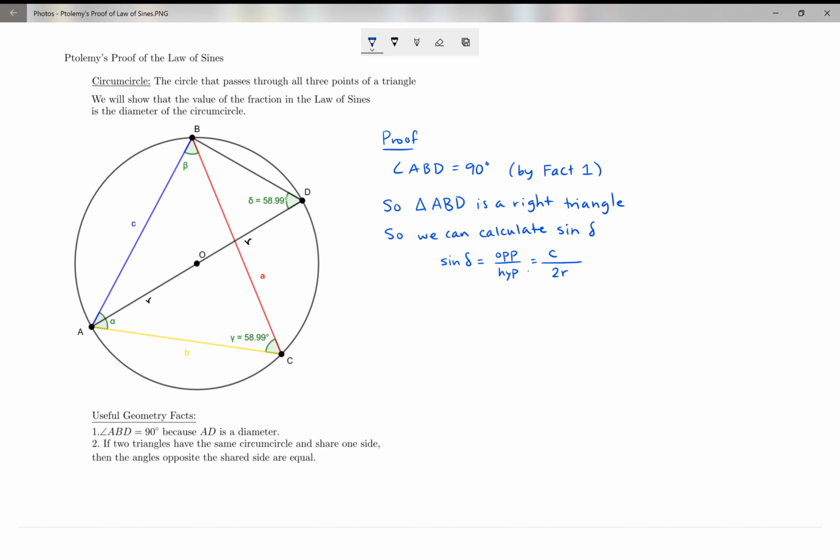Okay, so where do we go from here? Our goal is eventually to get this to relate to the sine of C. So let's do a refresher and think about what the law of sines says.